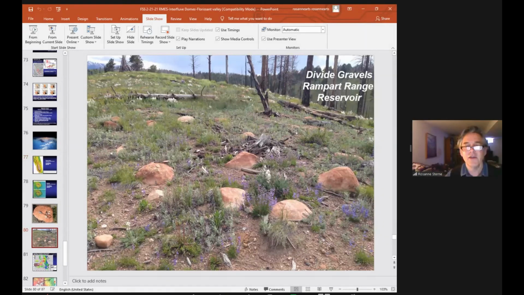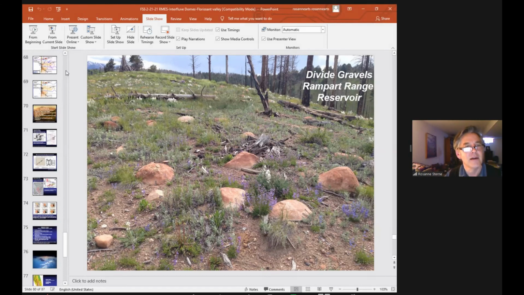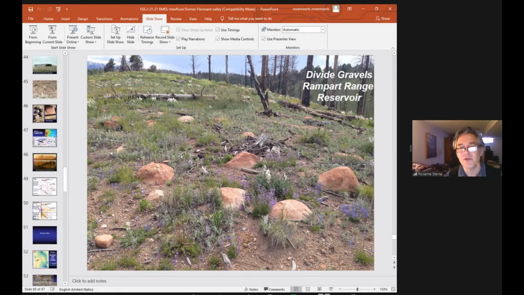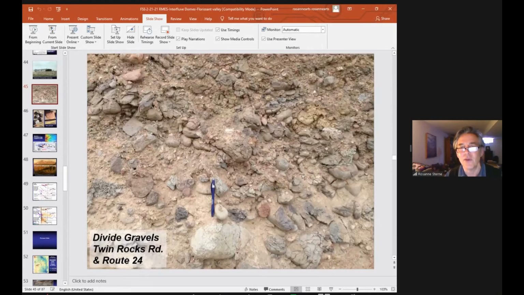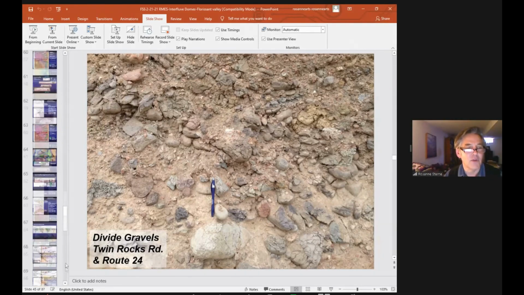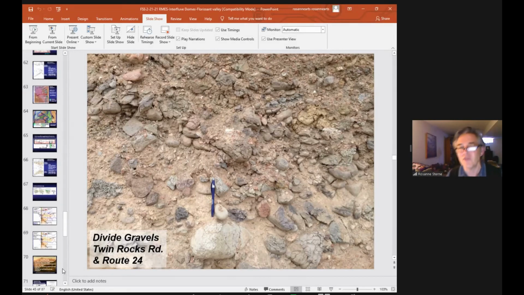Well, I'll give you this, this is Rampart Range Reservoir. So there's Pikes Peak and you're up on top of the Rampart Range. And these are mapped as divide gravels. They look a hell of a lot different from the stuff up by Divide. The divide gravels, I'm puzzled. Here's the stuff west of Divide. Anyway, I would suggest that the whole system needs a lot more study.